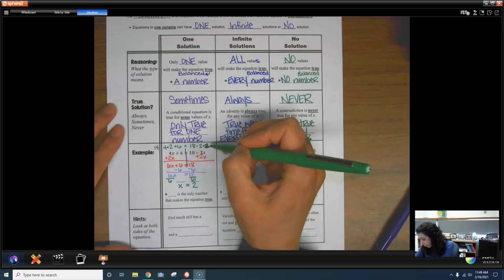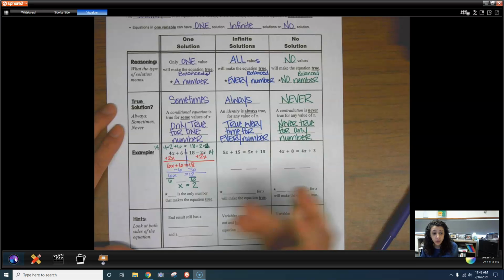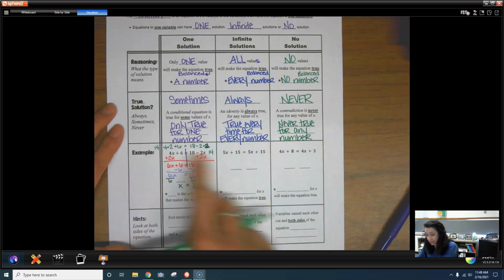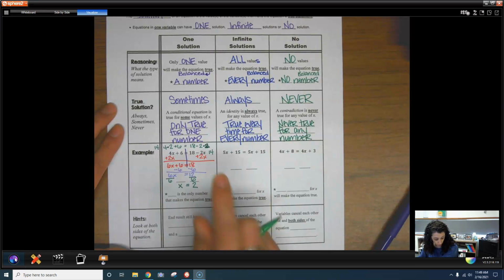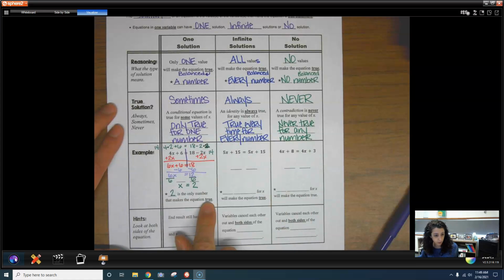Okay, so 2 times 2 is 4. 18 minus 4 is 14. So it checks out. What that means is that 2 makes this equation balance. So 2 is the only number that makes this equation true.